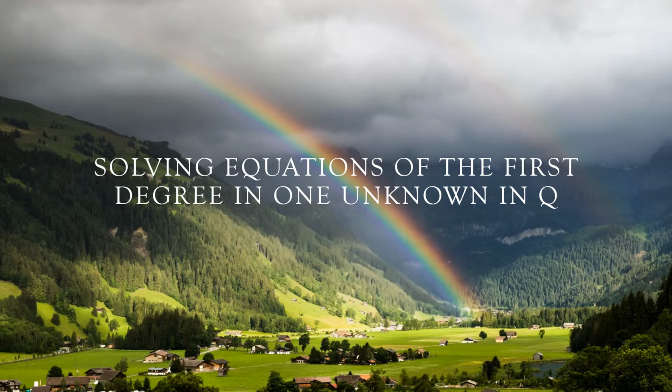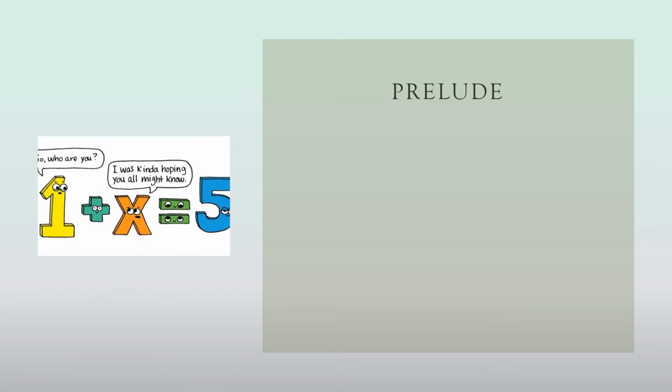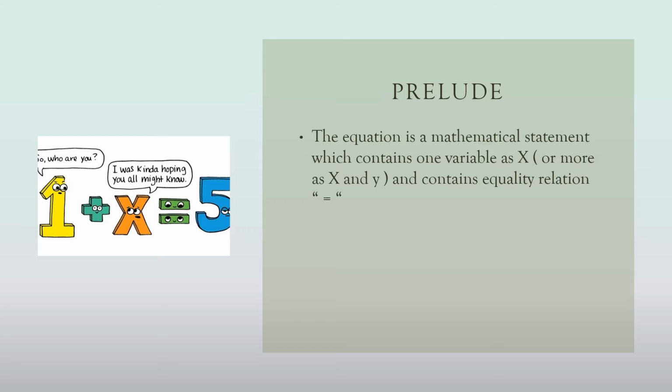We are going to start a new lesson. It's called Solving Equations of the First Degree in One Unknown in Rational Numbers. At the beginning, we would like to know the meaning of the equation.